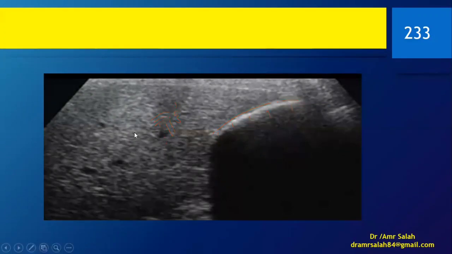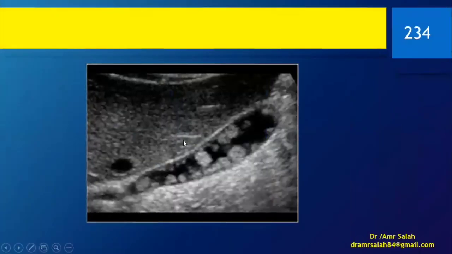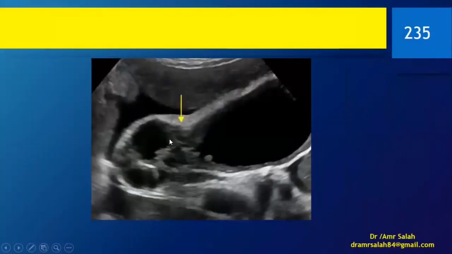Next. Okay, what is this? Multiple lesions attached to the wall. Yeah, that is multiple polyps. In other words, cholesterol. Bravo. Okay, what is this? This is a young patient not suffering much. Yes, adenomyomatosis. Okay, that's the hourglass pattern.